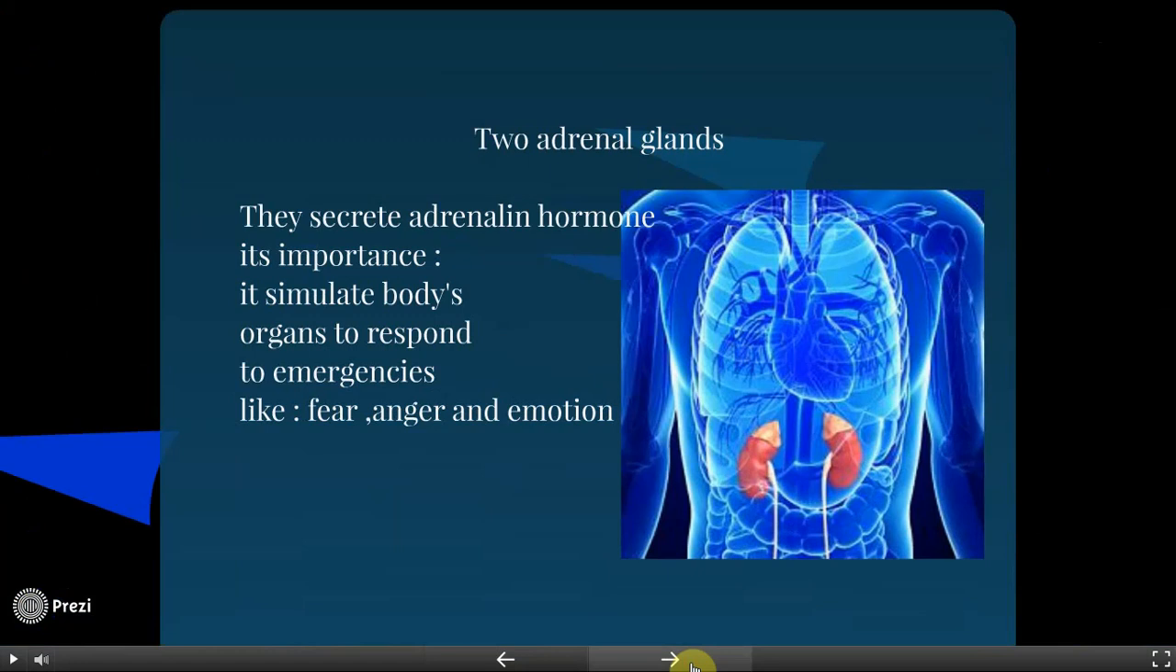Okay, after that, let's talk about the two adrenal glands. They are located adhering to the top of the kidney, and they secrete adrenaline hormone. The importance of adrenaline hormone is that it stimulates the body's organs to respond to emergencies like fear, anger, and emotion.